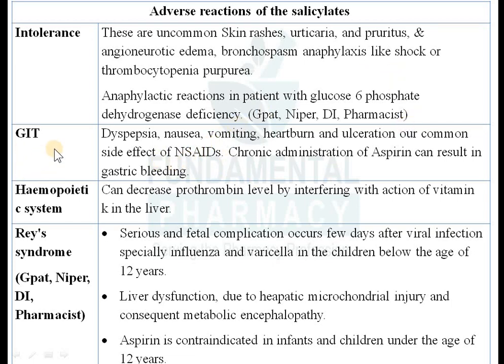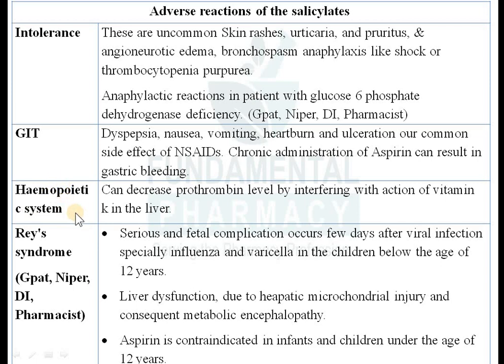On the GIT it will cause dyspepsia, nausea, vomiting, heartburn, ulceration. This is common to all non-steroidal anti-inflammatory drugs. Then chronic administration of aspirin can result in gastric bleeding. It acts as an irritant to the mucosa, and it will also prevent the synthesis of prostaglandin locally, which has a protective function. So that's why. Now, the main important adverse effect of aspirin.